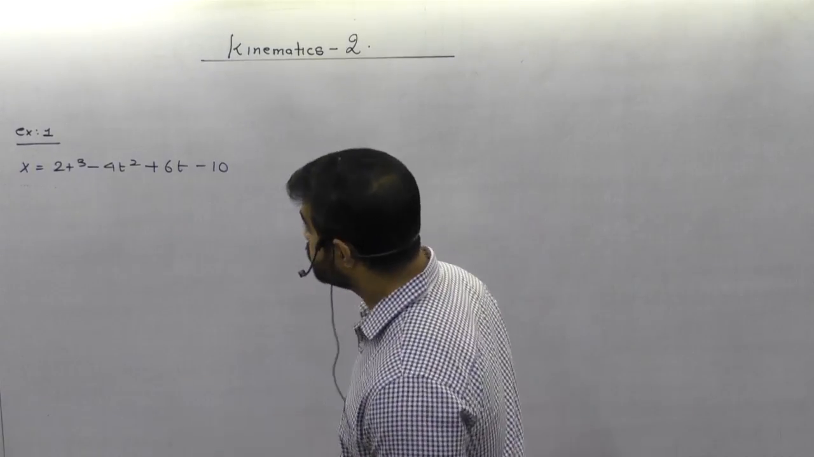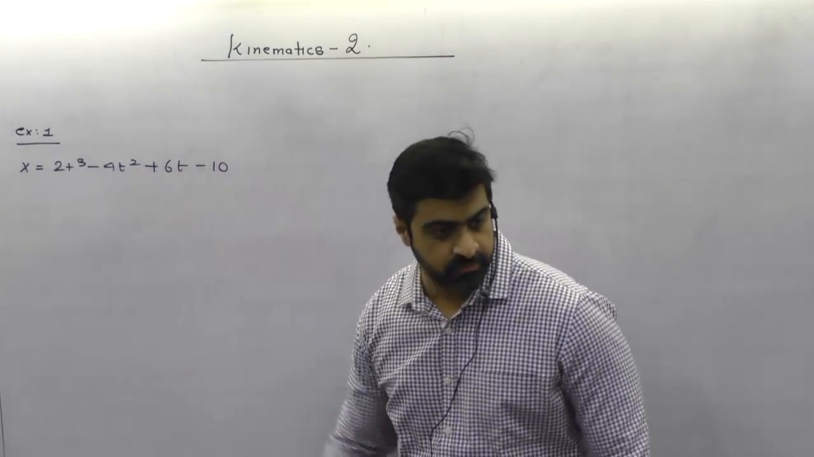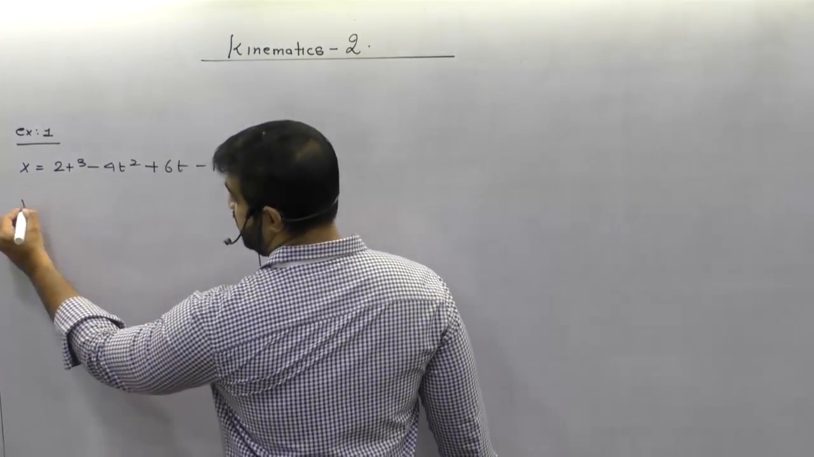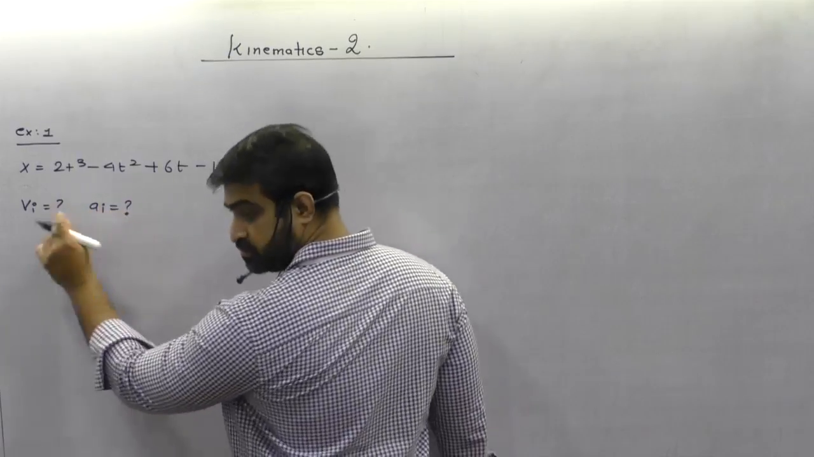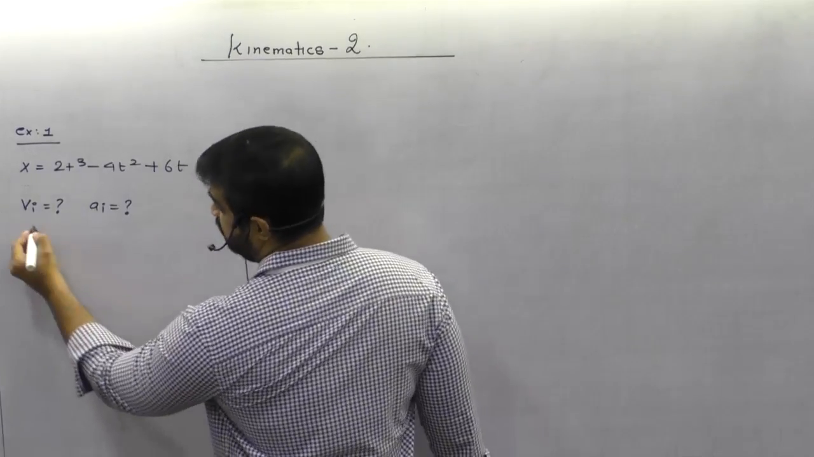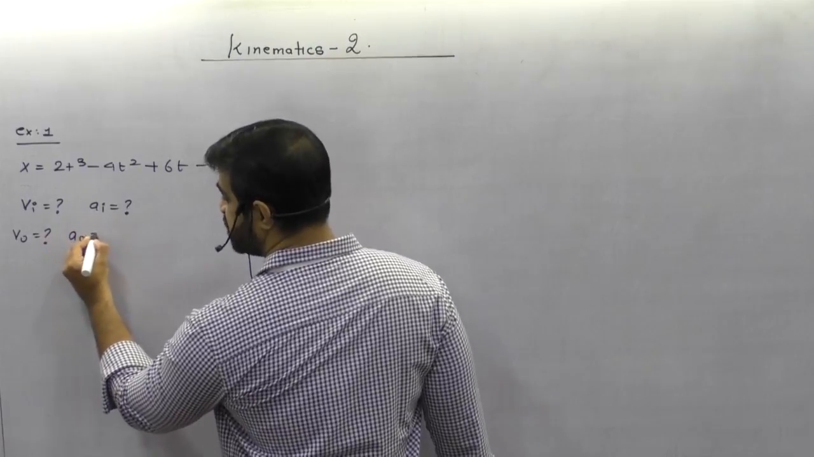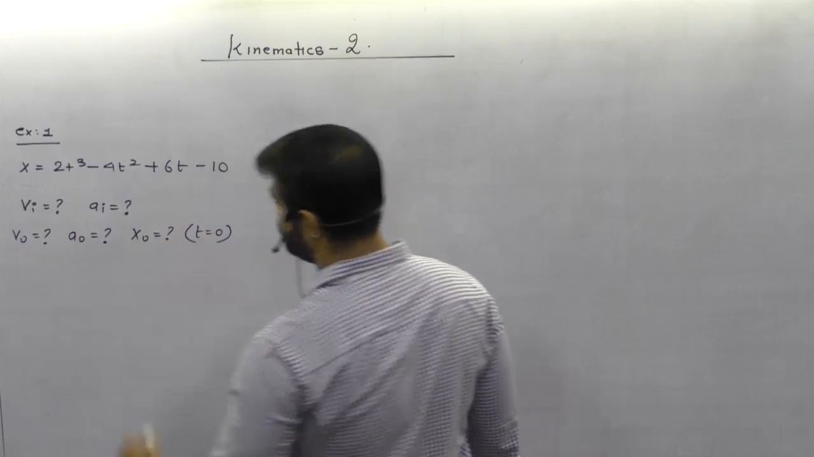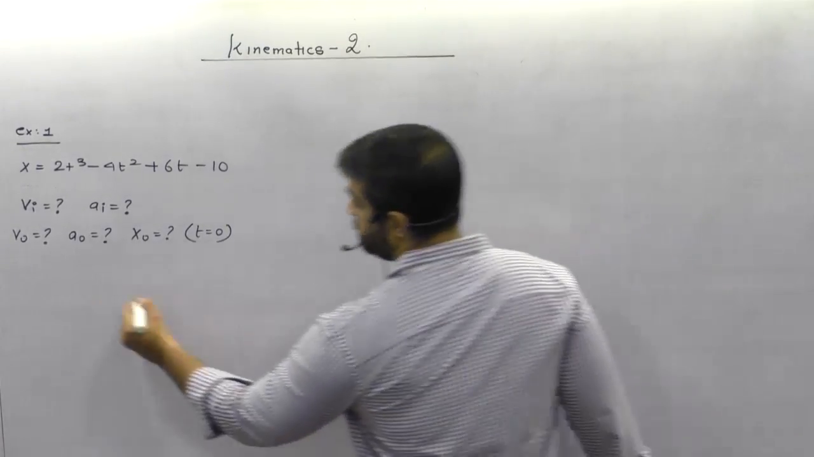We write a question. Example 1, x is 2t cube minus 4t square plus 6t minus 10. This is given to you, means x is a function of time. They have asked you, what is the instantaneous velocity and the instantaneous acceleration as a function of time, and they have also asked you, what is the initial velocity, the initial acceleration, and the initial x coordinate at time zero. All this is asked. How will we solve it?